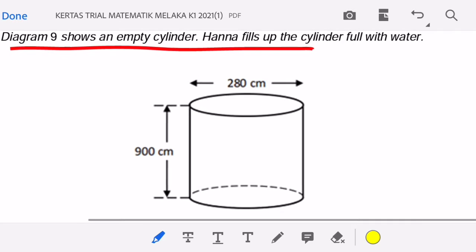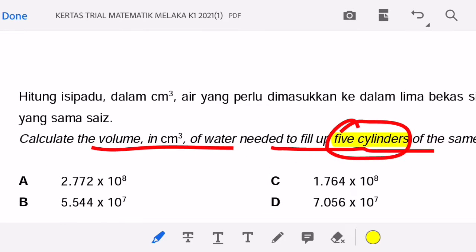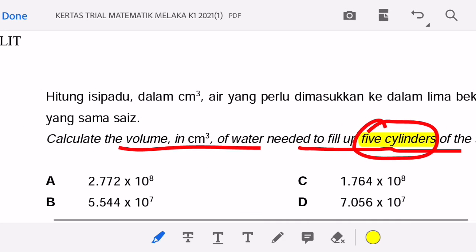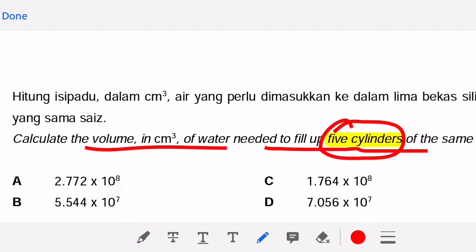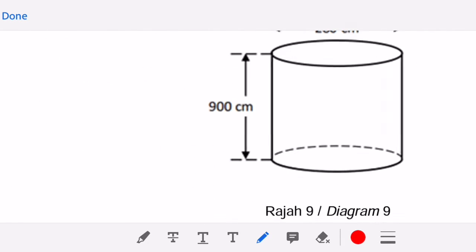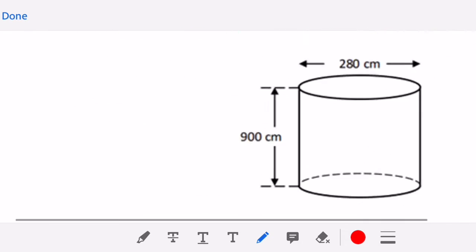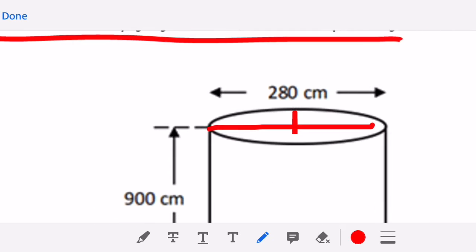After that, we need to use the same volume, but we fill up into 5 cylinders of the same size. Meaning that we need to calculate the volume here from the diagram. It seems like the diameter, this is diameter, I guess. When they do the straight line, this is a diameter. That means this is 280. So that means the radius is 140.